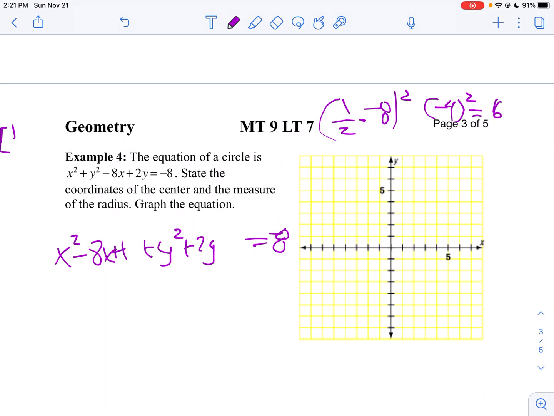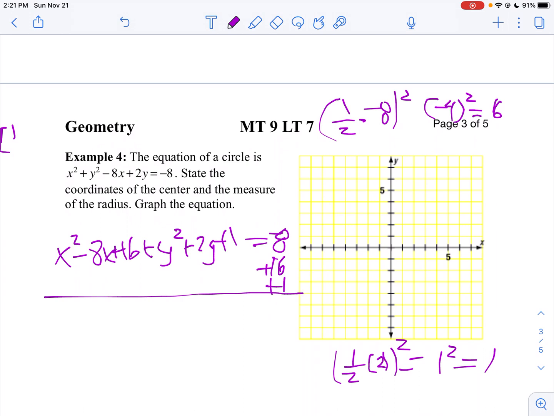Now I can't just magically add 16 to one side of the equation. I have to add it to both sides, because you can add anything you want to both sides. Now I'll do the same thing for 2. I'm going to take half of 2. I'll square that. Well, half of 2 is 1, and 1 squared is 1. So I'm going to add 1 to both sides. So now I can factor this. I can make this a perfect square trinomial.